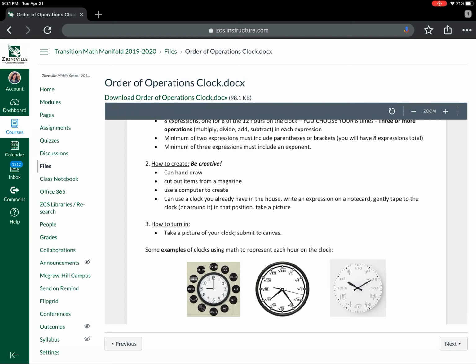Again, these are just examples to give you an idea of how you can set up your clock, not necessarily examples of how to create an expression. So just an idea to think, oh, maybe my clock could look like this.